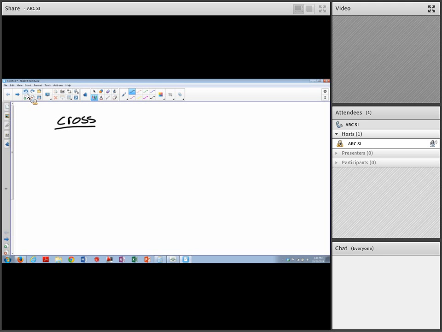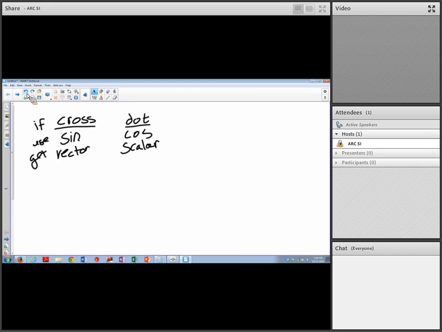We have sine and we get a vector. Use sine, get a vector. And then dot. You've got three things: vectors, scalars, and matrices. And you don't need matrices yet.